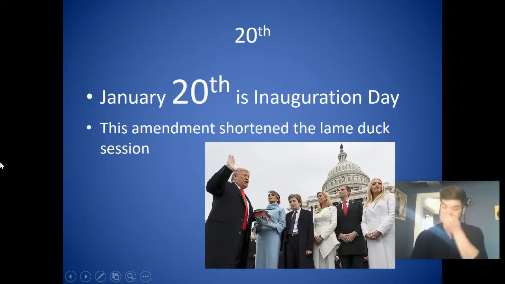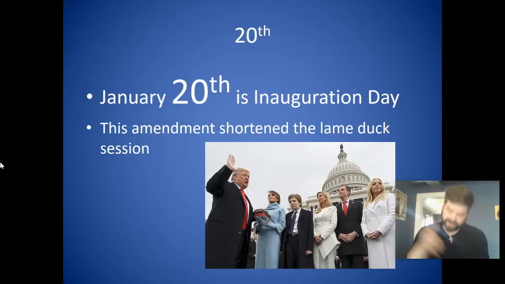20. January 20th is Inauguration Day. This amendment shortened the lame duck session. Remember, there's a period of time between when the president is elected and when they actually take office. This amendment shortened that time period, okay? So they're elected in November. They take office January 20th. They used to not take office until much later, okay? And that creates a whole lot of problems.